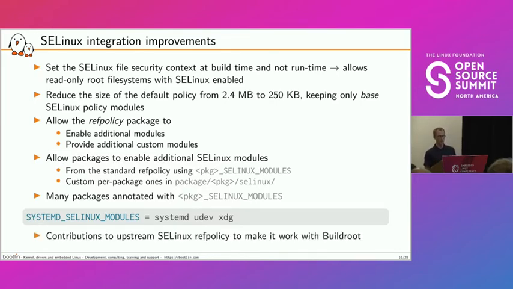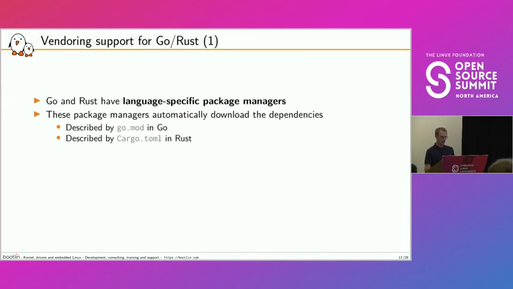And the other thing that we've done, which is not in Buildroot itself, but we've also made contributions to the upstream SELinux ref policy to make it work with Buildroot. It was making assumptions that were not true in the general Linux system, such as the one Buildroot would build. So we made extra contributions there, which have gone upstream. All right, so that was about SELinux.